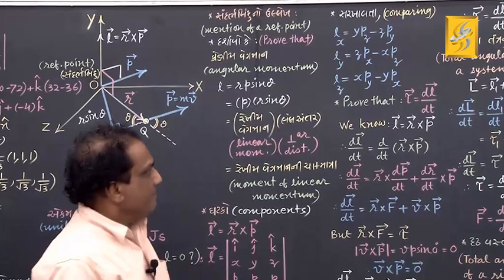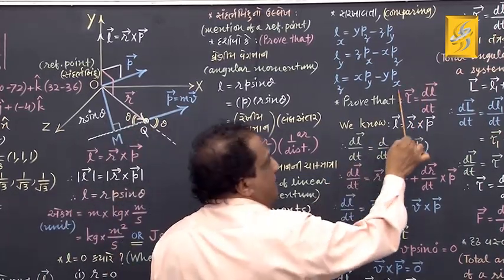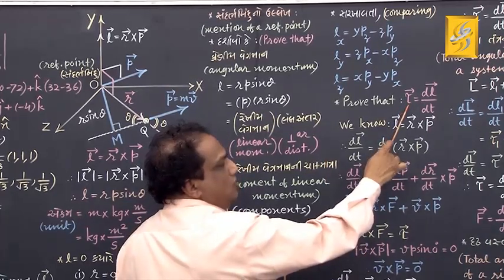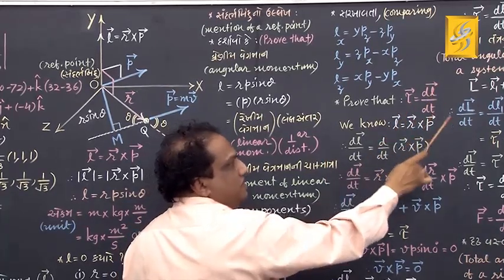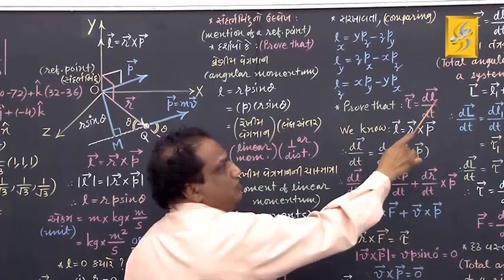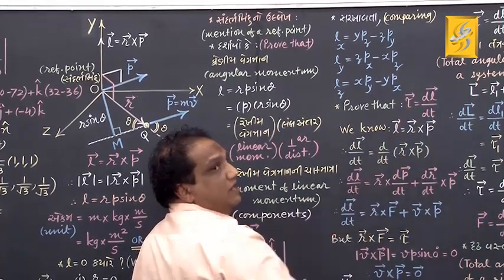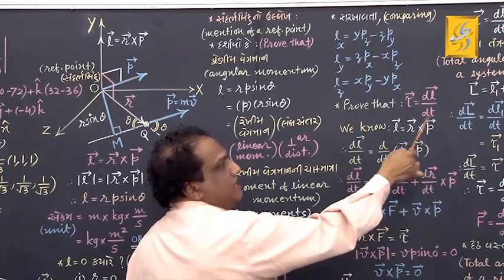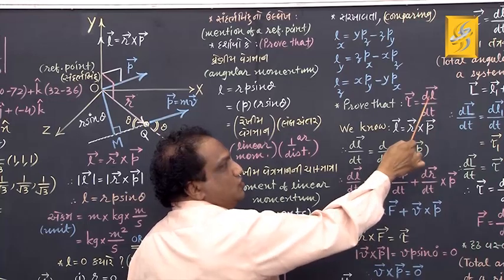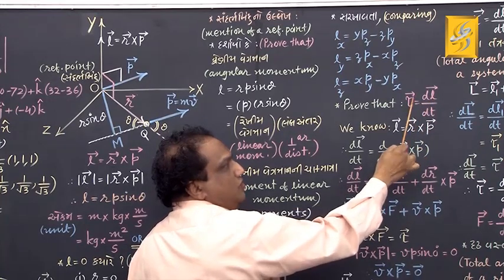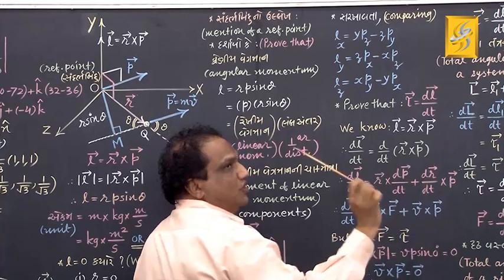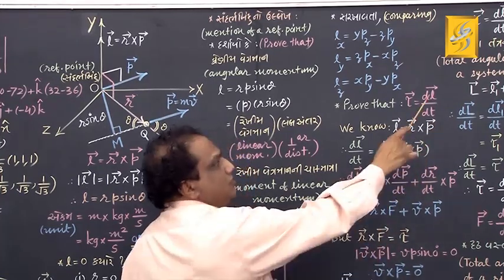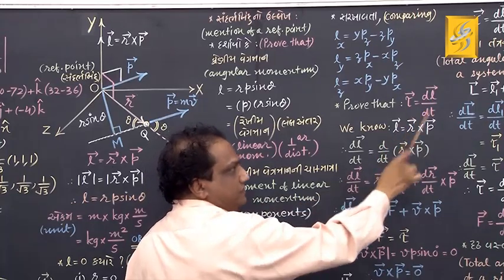Now we are going to prove one very important result: vector tau equals vector dL by dt. From this, if you want to obtain the unit of angular momentum, you can directly read it from here. Unit of angular momentum is unit of torque into time. If you take torque in joule, then into second. Joule second is the unit of angular momentum.